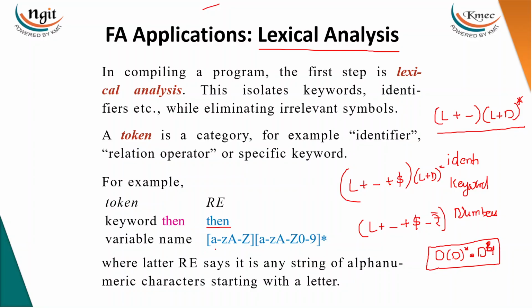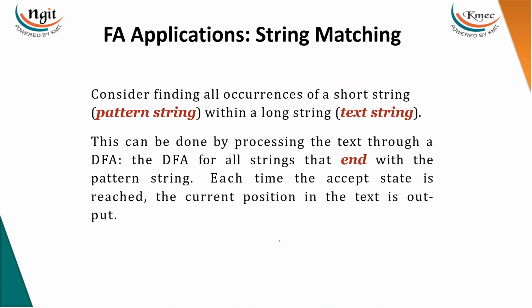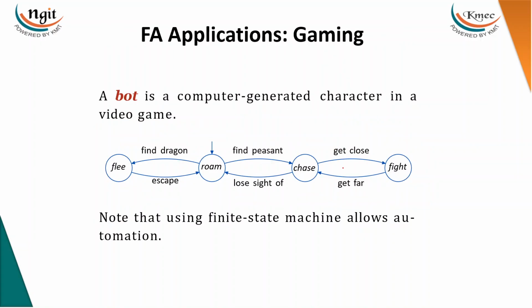Keyword then only. A variable name starts with capital letters or small letters followed by the rest. I think they have not even mentioned the other symbols. Like that, you can do it. So string matching, of course, is nothing but a pattern string. You can construct a DFA for it so that it would be very easy to search in your documents, while you are googling or searching somewhere, and even in your current folder in your system. So you can use it.